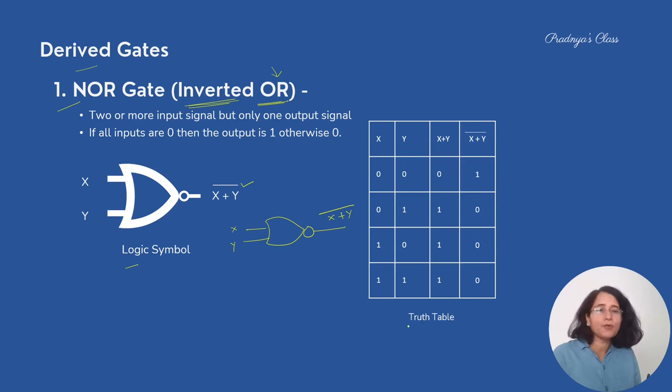Let's try to understand how we can represent it in the truth table. We have four combinations because we are taking two variables here. The combinations are the same in all the truth tables. Now if we can't do the NOR operation directly, first go for OR and then negate it. It's very easy. Calculate the OR operation first and just reverse the values. So if all the inputs are 0, then the output will be 1, otherwise 0. We need all the inputs 0, then only we will get the output 1. So you can see here all the inputs are 0, we got 1. In other cases, we are getting 0 as output.